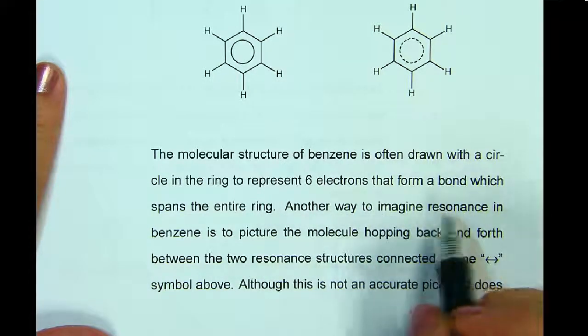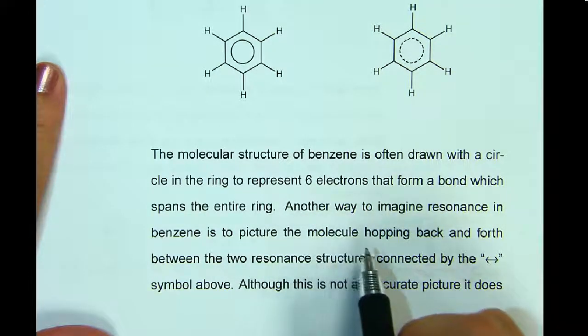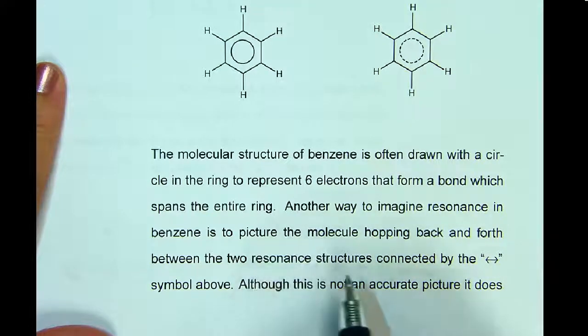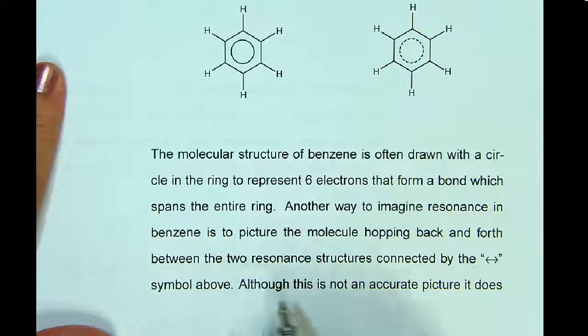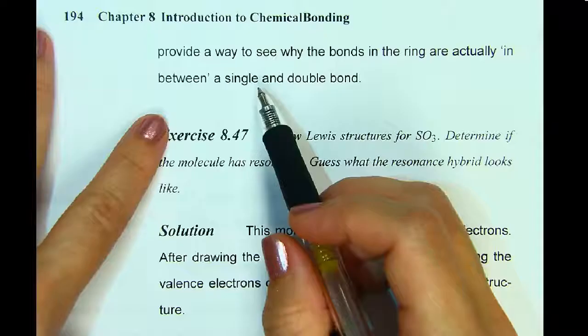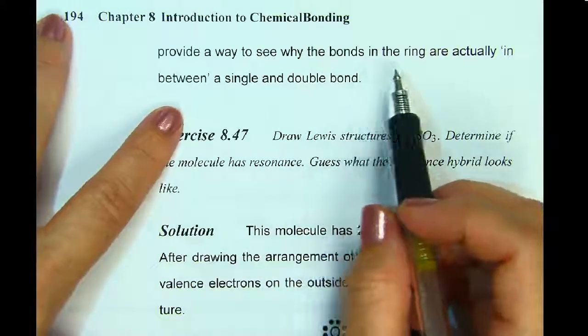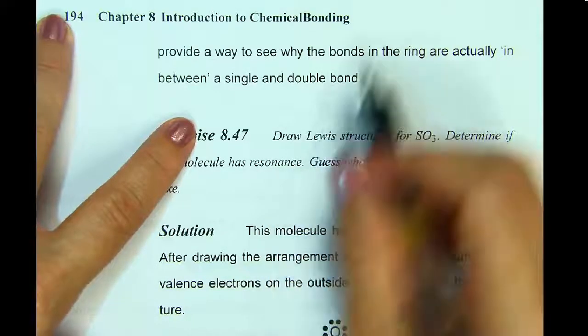Another way to imagine resonance in benzene is to picture the molecule hopping back and forth between the 2 resonant structures connected by the double-sided arrow symbol above. Although this is not an accurate picture, it does provide a way to see why the bonds in the ring are actually in between a single and a double bond.